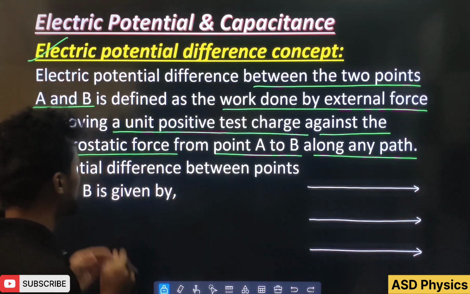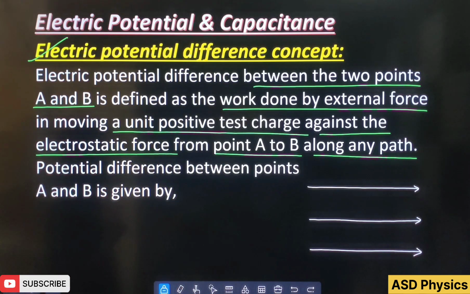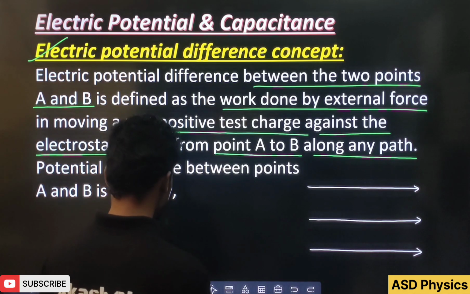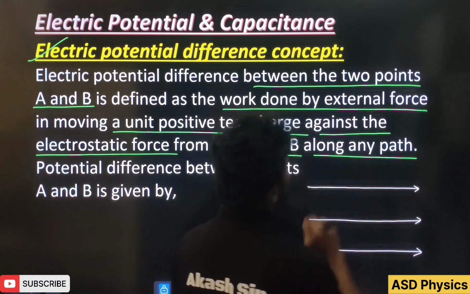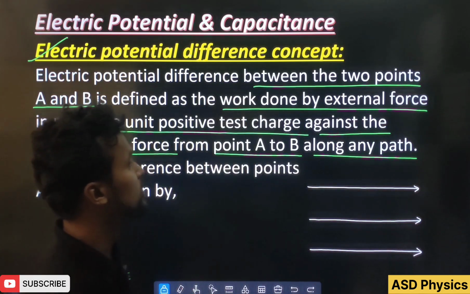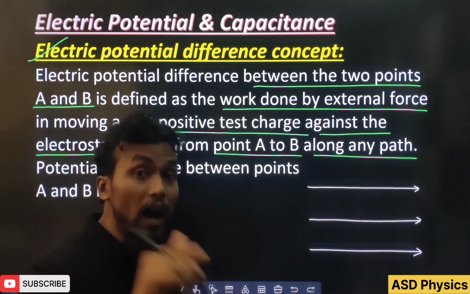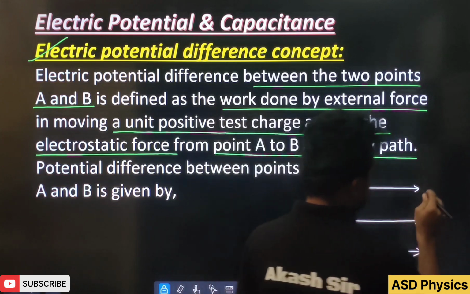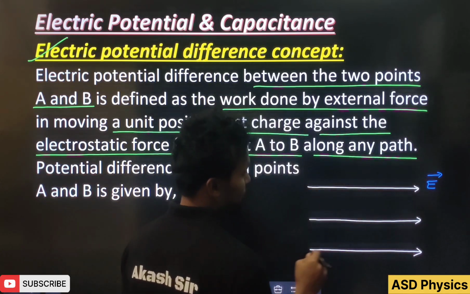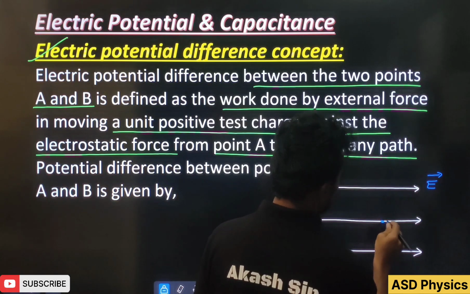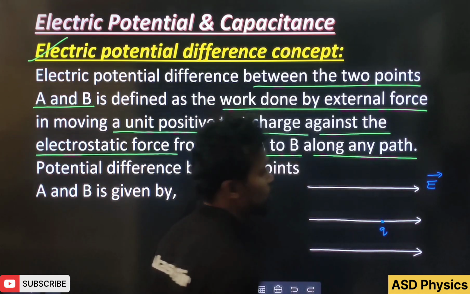Okay students, so we are going to calculate potential difference between points A and B. So let's start it here. Here I have taken the point. See please, the charged particle is going to move from where to where? From point A to B against the electrostatic force. Here I have taken this electric field. And here, one charge Q is there.